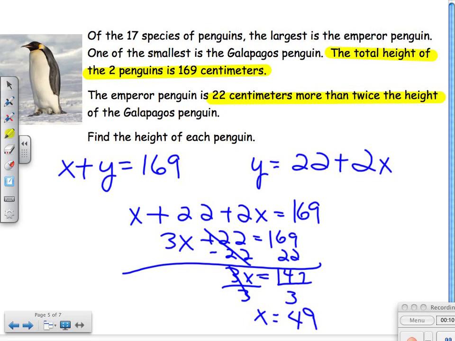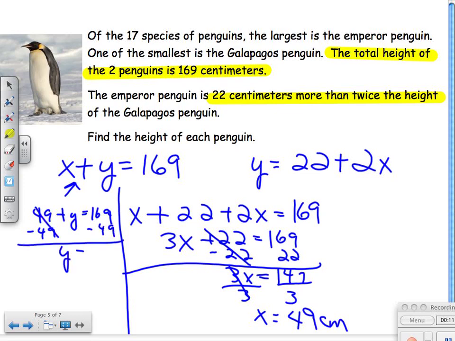So that's 49, right? So that's the height of the smaller penguin, 49 centimeters. And then we substitute x back in, 49, we'll do it with this one, plus y equals 169, right? So minus 49 on both sides. And we find out that y equals 120 centimeters. So the height of the emperor penguin is 120 centimeters, and the height of the Galapagos is 49 centimeters.